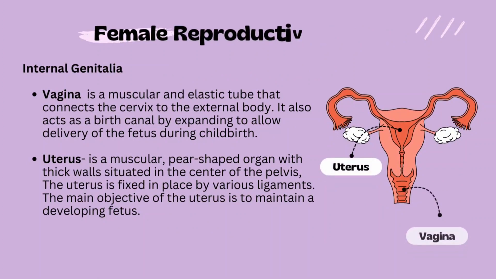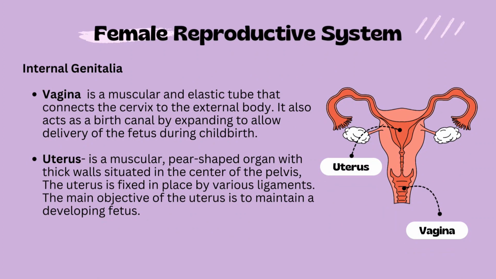The female reproductive system is a complex and intricate part of the human body. In this report, we will delve into the internal genitalia, including the vagina, uterus, fallopian tubes, cervix, and ovaries. Understanding these structures is crucial for comprehending the process of human reproduction. So first, let's start with the vagina.